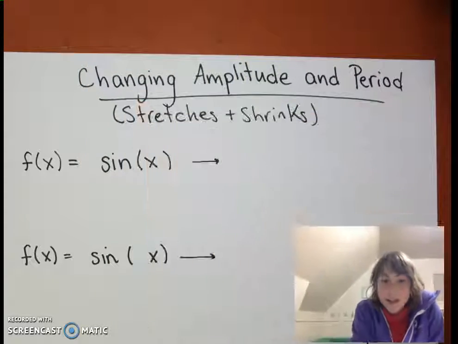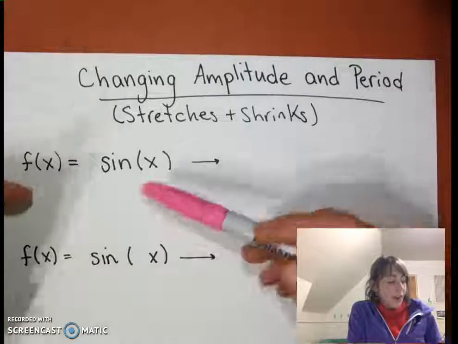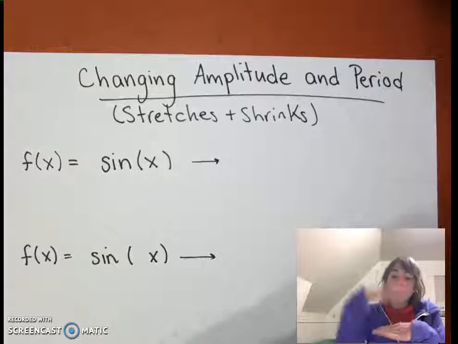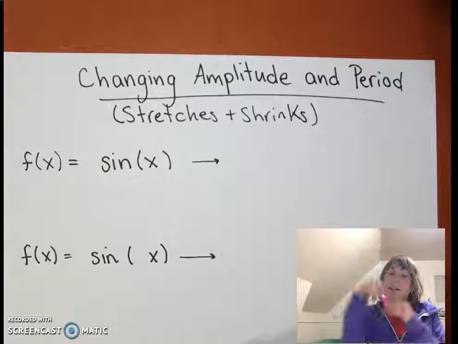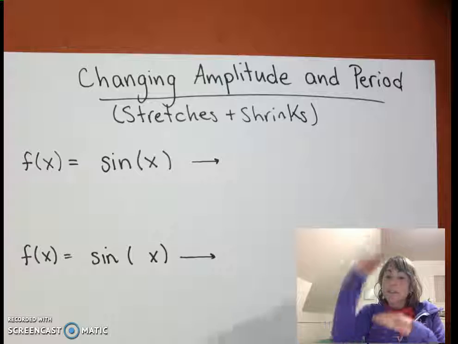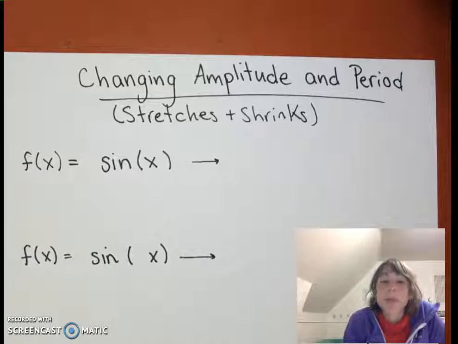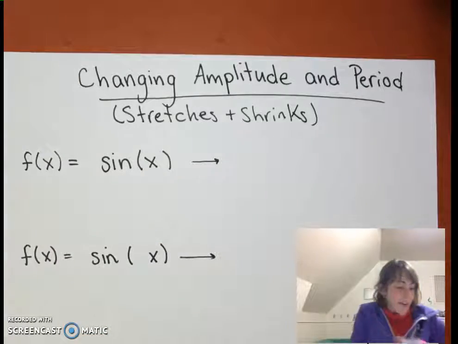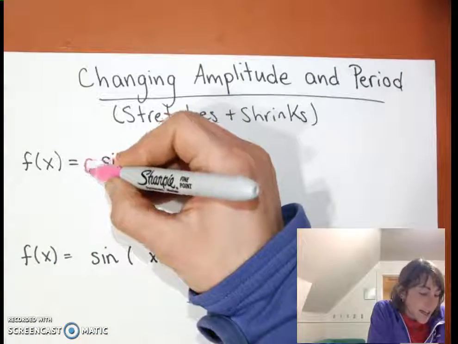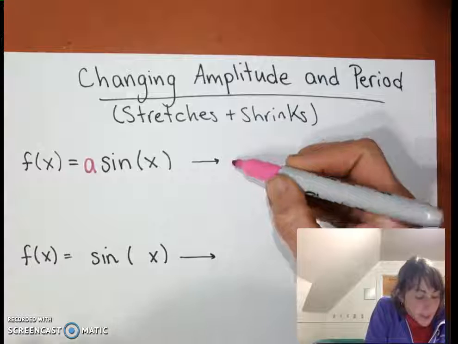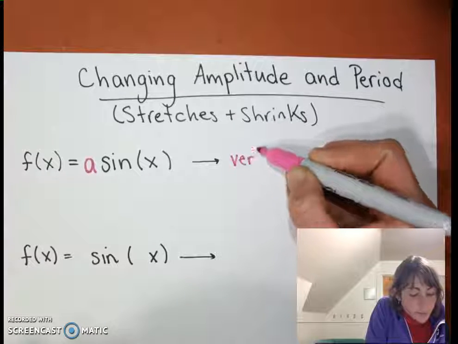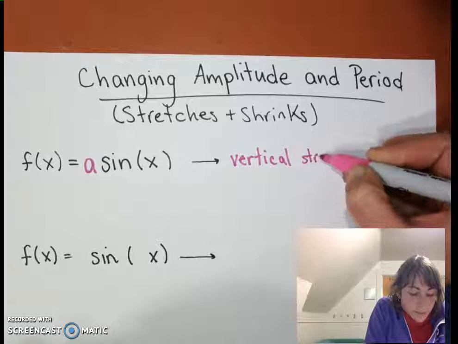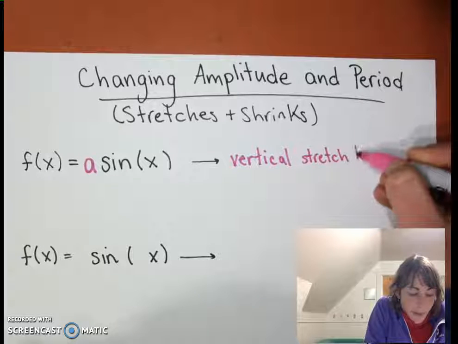So let's get started. If my function is sine of x and I want to do a vertical stretch of that function, remember if we want to do anything in the vertical direction, we're going to multiply on the outside of the function. So if I change sine of x to a sine x, this should be a vertical stretch by a.